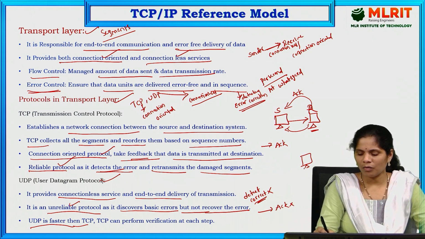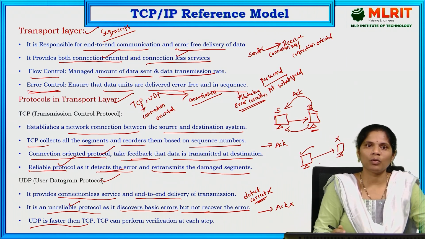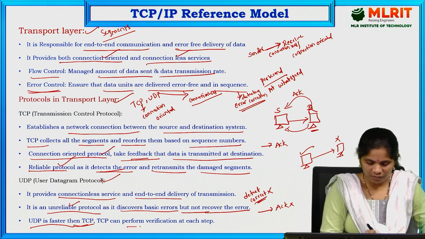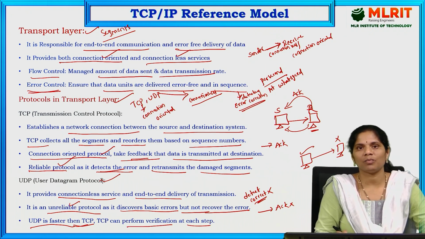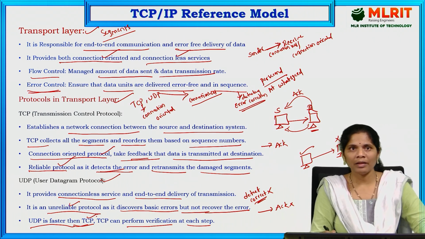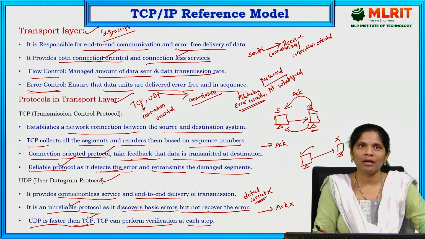It is just sending the data. Whatever data you want, you are sending the data. But whether the receiver received the data or not, it won't bother about that. That is the UDP. So, it is faster than the TCP. TCP performs the verification at each step. That's why UDP is faster than TCP. And these are the protocols we are using in the transport layer.